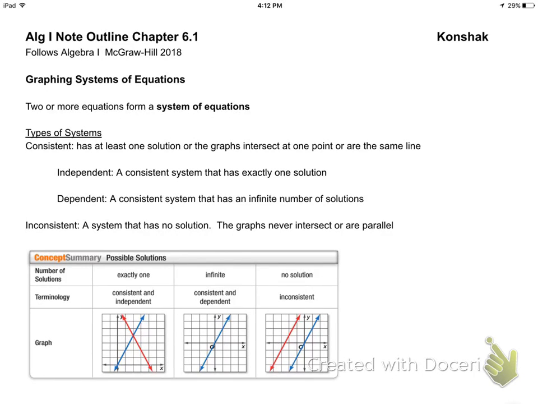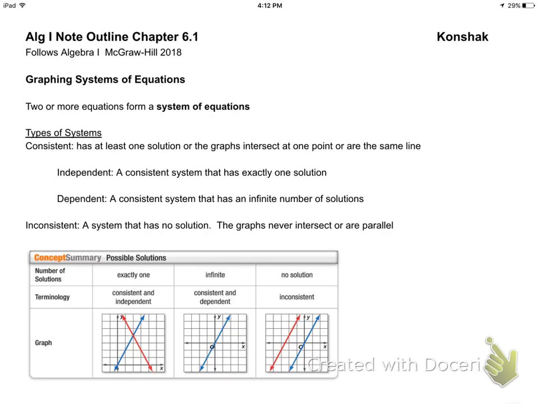Algebra 1, this is chapter 6.1. We're going to actually solve systems of linear equations by graphing. So this whole entire section is all about graphing, which is kind of nice, leads from what we just did in chapter 5 with the inequalities, but these are not shaded. You just have to look for where the lines are and where they cross.